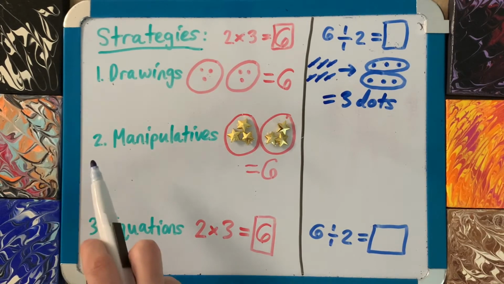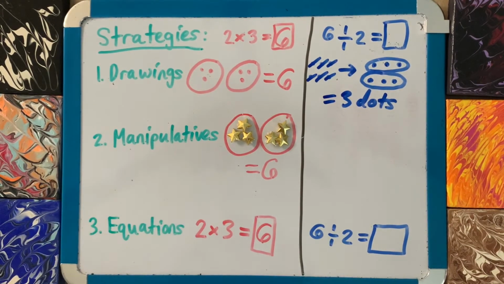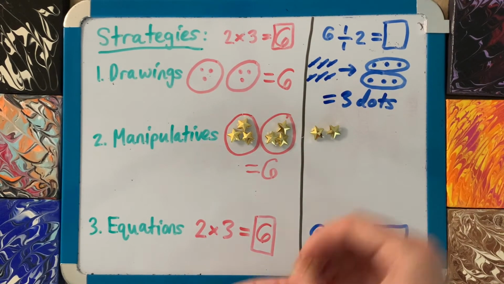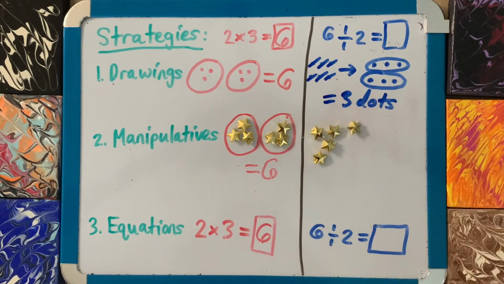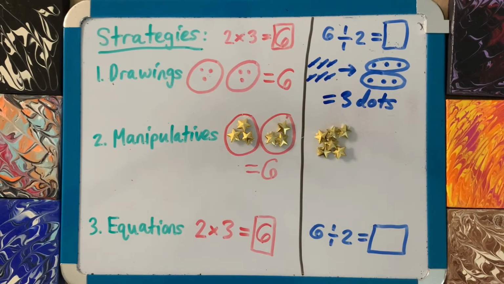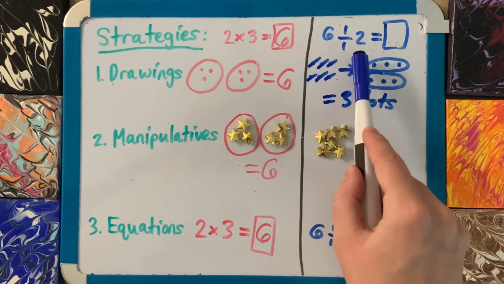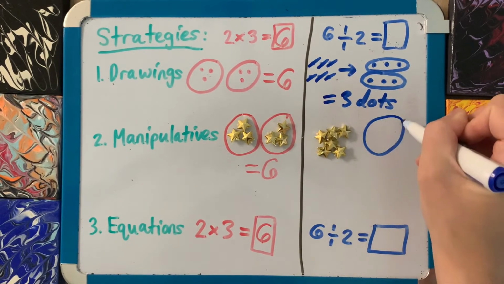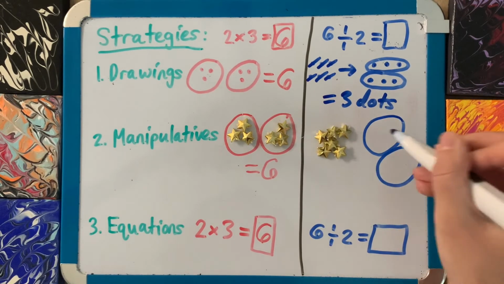So now let's try our second strategy using our manipulatives. So our beans, beads, gold stars, whatever you have. Okay, so since the equation is 6 divided by 2, we know that we're going to start off with a total of 6. Just like we started off with 6 dots, now we're going to start off with 6 manipulatives. Okay, so you should have 6 of your manipulatives in front of you. And now, since it is 6 divided by 2, we need to draw 2 circles for our stars, or beans or beads, or Legos. All right, so 2 circles.